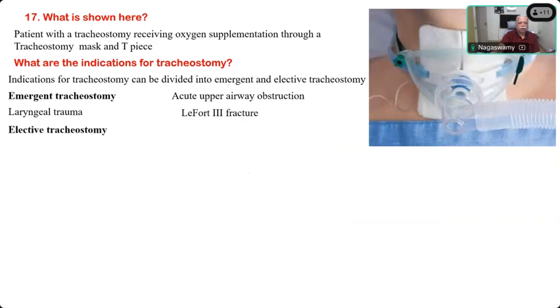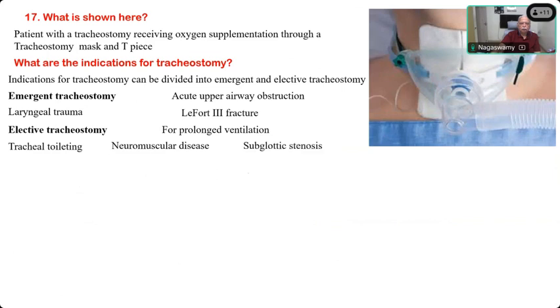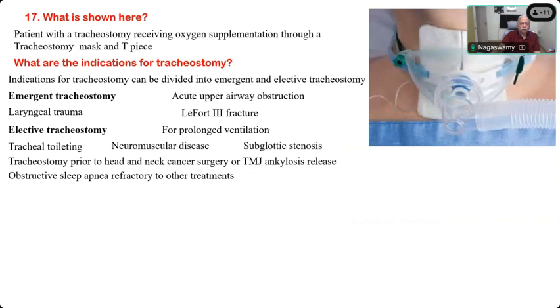Okay. Elective tracheostomy. Reasons are head and neck surgeries, prolonged ventilation in the ICU, tracheal toileting, neuromuscular diseases with the patient having poor muscle power, subglottic stenosis, tracheostomy prior to head and neck cancer surgery or TM joint ankylosis release. So these are some of the things. Obstructive sleep apnea refractory to other treatments also sometimes requires a permanent tracheostomy.